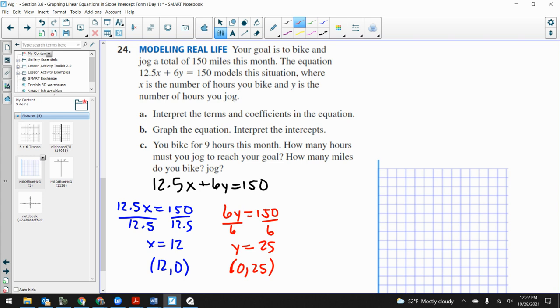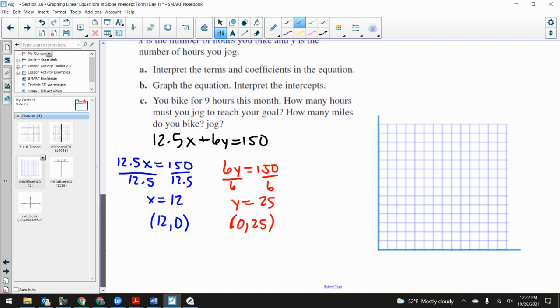Okay. So now I go to graph that. My x is biked, jogged, and this is hours of those things. And then we have 12. I think I could go by ones. 1, 2, 3, 4, 5, 6, 7, 8, 9, 10, 11, 12. I'll write that in there.